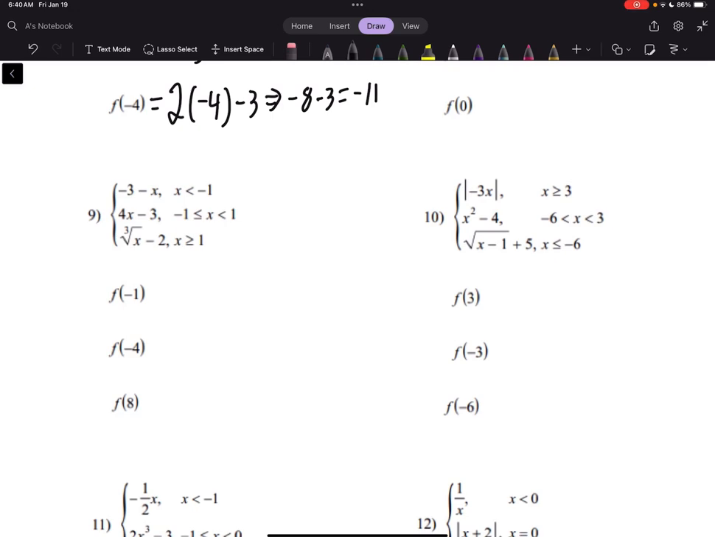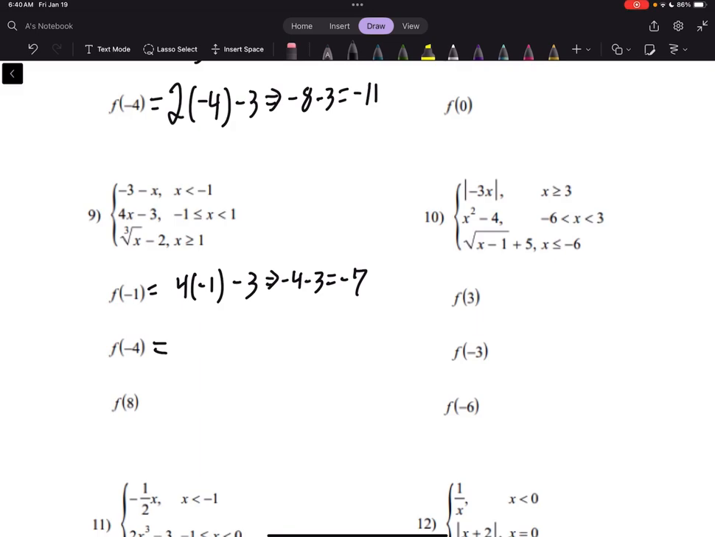Okay, so number 9. F of -1. We're going to look at each equation. The first one, is -1 less than -1? No. Second one, -1 is less than or equal to -1, which is less than 1. This is correct. We're going to use the second equation. So, 4 times -1 minus 3, -4 minus 3, -7.